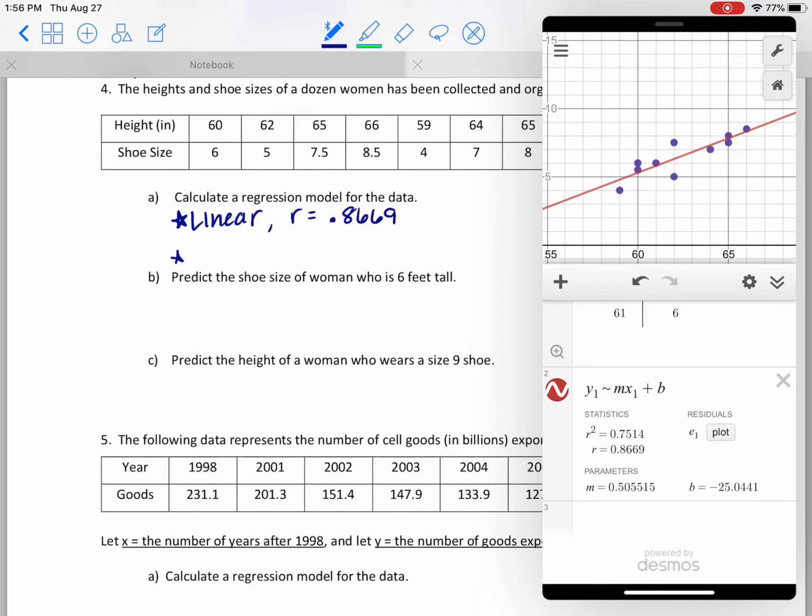So the model is going to be y equals 0.51x minus 25.04-ish for b. Okay, so there's our model. Now, I could actually use the model on paper and try to do some calculations for predictions without Desmos, but Desmos is going to hold all those decimals in there, so I don't have to do any rounding.